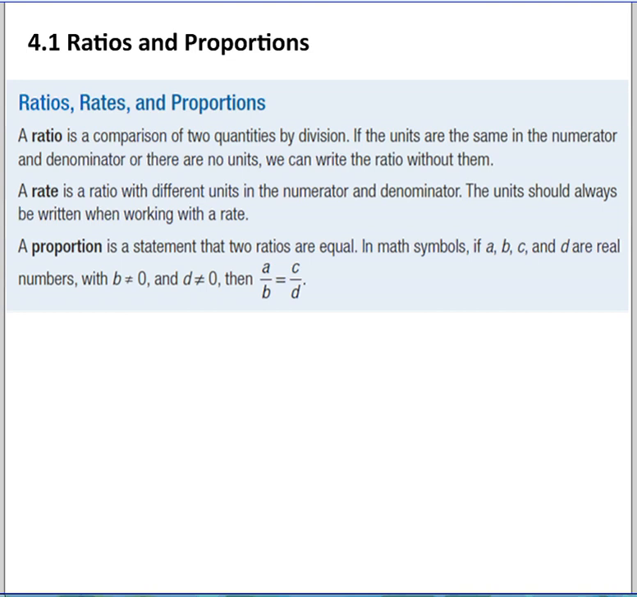A rate, however, is a ratio with different units in the numerator and the denominator. The units should always be written when working with a rate. And a proportion is a statement that two ratios are equal. To symbolize this, if A, B, C, and D are real numbers, and B and D cannot be 0 because they are in the bottom of a fraction and denominators cannot equal 0, then A over B is the same value as C over D.